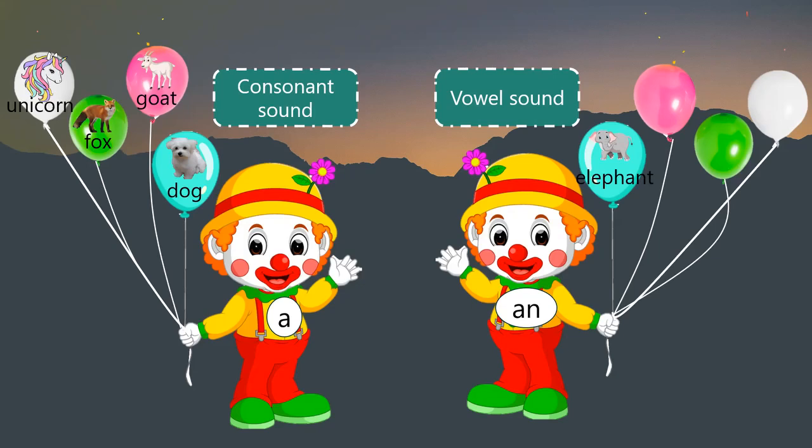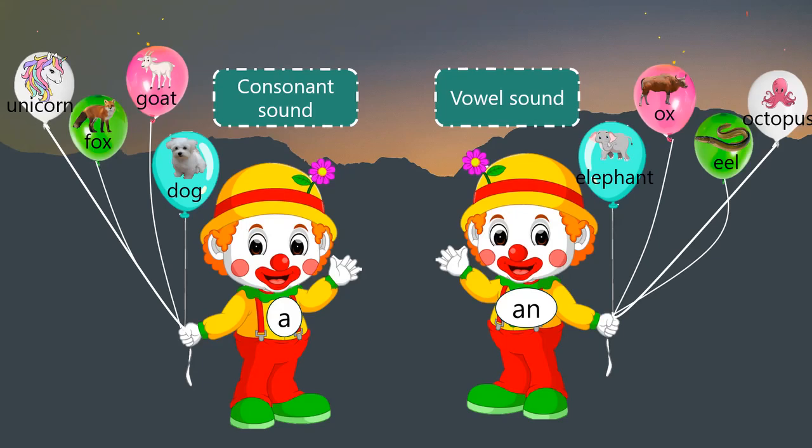So, look at the next balloon. What animal is it? Octopus, right? So, a octopus or an octopus? Octopus. That's right, an octopus. And the next animal? Ox. Okay, so an ox. How about this green balloon? What animal can you see? Yeah, eel, right? So an eel, like that.